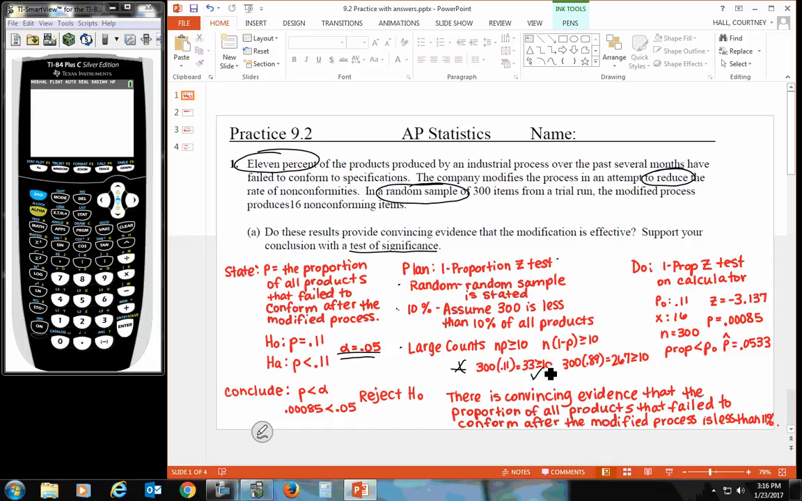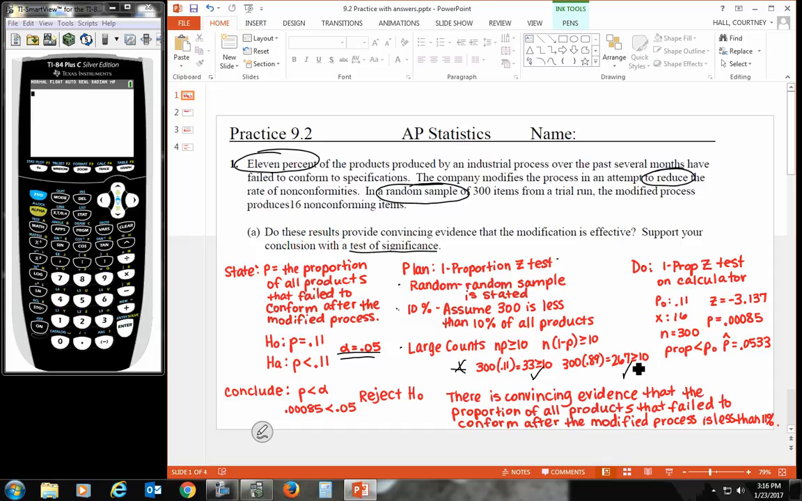On the other side of it, we want to do sample size 300 times 1 minus p. Well, p is 0.11, so 1 minus 11% leaves us with 89%. So 300 times 0.89 is 267. So yes, that's also greater than or equal to 10. So we've done all the parts that we want for our plan. For the do, I'm going to go ahead and just work it out on the calculator.